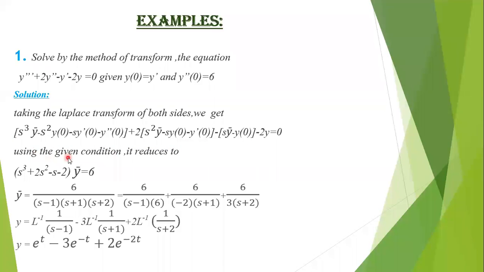Using the given condition, we reduce the above equation into s cube plus 2s square minus s minus 2 times y bar equals to 6. We have to solve this step by using the partial fraction method. We get y bar equals to 6 upon s minus 1 into s plus 1 into s plus 2 equals to 6 upon 2 into s minus 1 plus 6 upon minus 2 into s plus 1 plus 6 upon 3 into s plus 2.